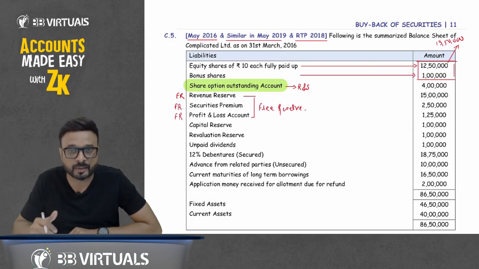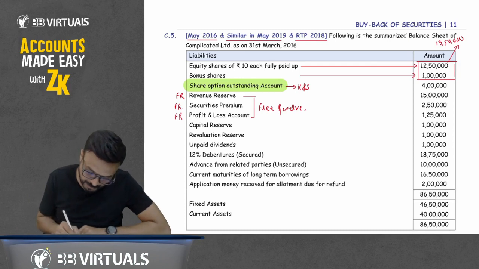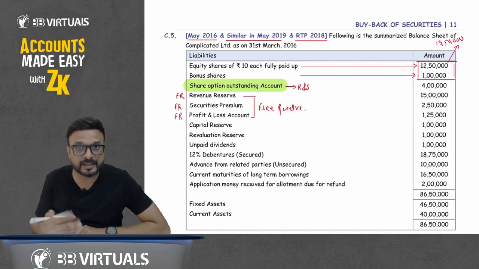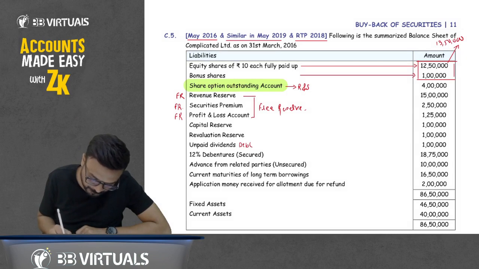Now I'm coming to the next one. Next point here, the unpaid dividend. Unpaid dividend is a liability. It's a debt. Unpaid dividend means we are liable to pay. It is a dividend payable, but we have not paid it. It's a debt. Then it will come under current liability.